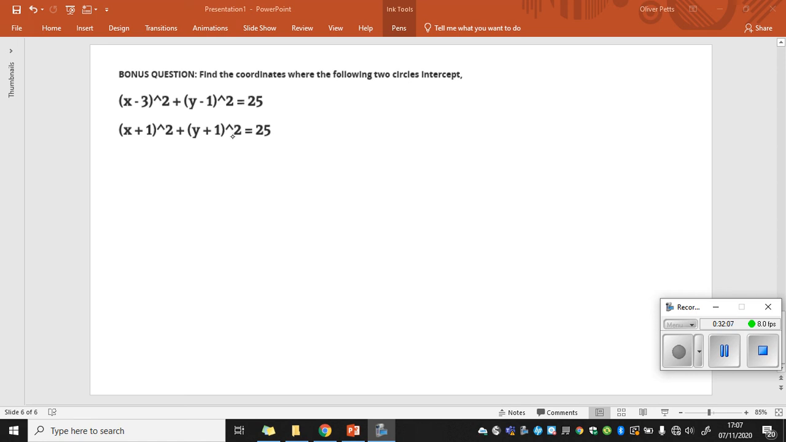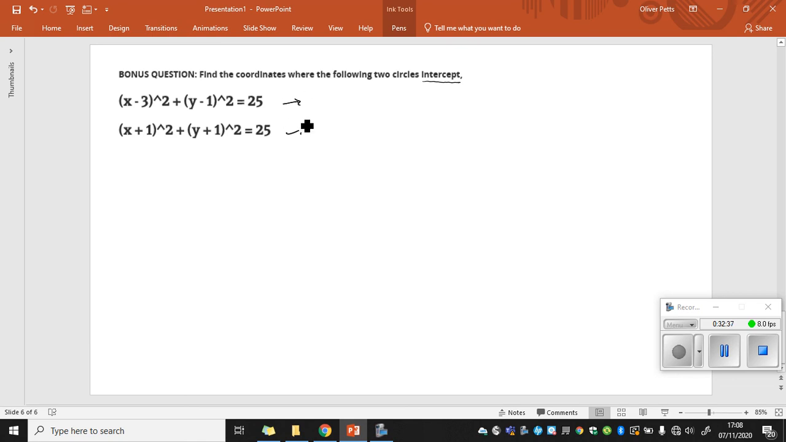Okay, bonus question. Find the coordinates where the following two circles intersect one another. Okay, so we're looking at how two circles intersect. If I'm considering intersections, then I want to be thinking of simultaneous equations. A bit problematic though, because they're two circle equations which are quite complicated to consider. So there's a few ways of going about this. Let's go for the most intuitive way of looking at them.